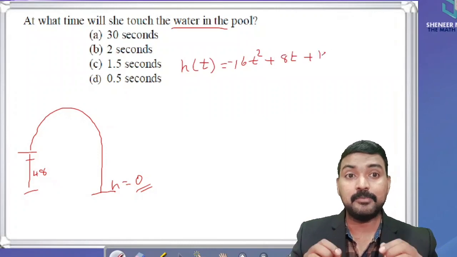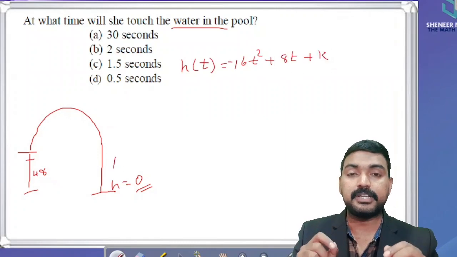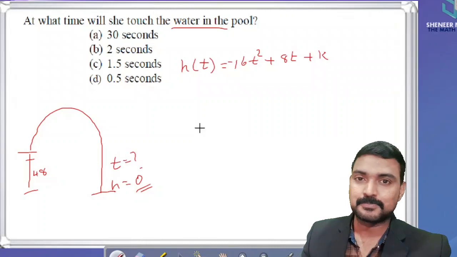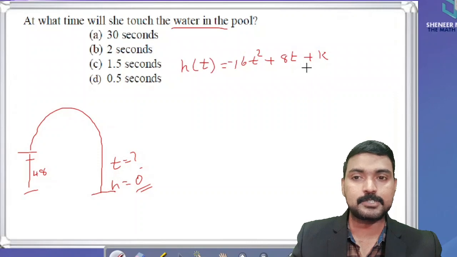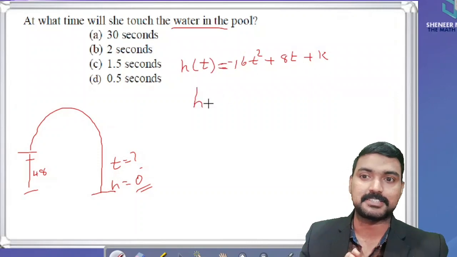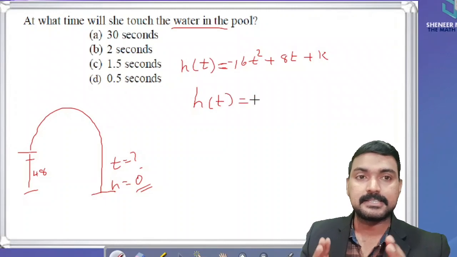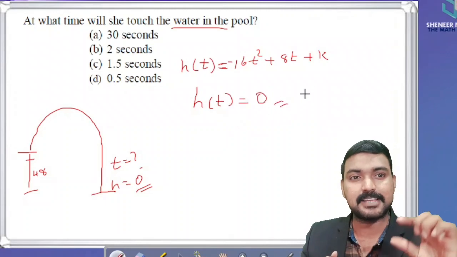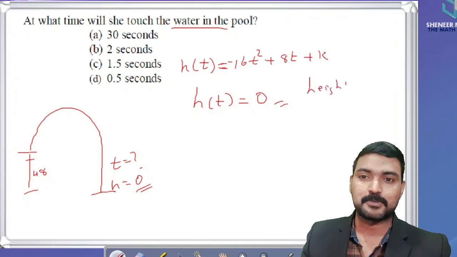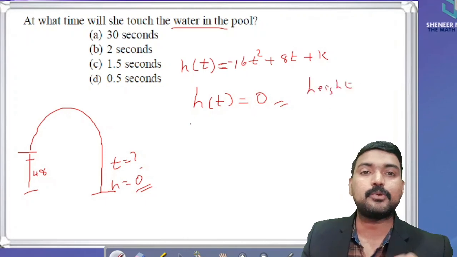Here time means t. The value of t should be found. So we can write the equation once again: minus 16t square plus 8t plus, instead of k we can write 48. So plus 48 is equal to 0. Why is it equal to 0? Now she touches the water means the height will be 0. So this equation is equal to 0.